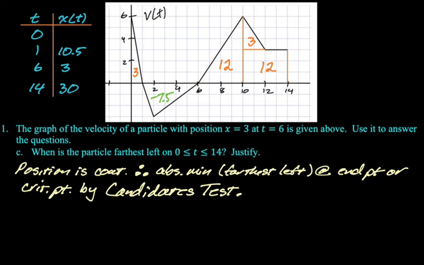And then you use the same logic to figure out where you are at 0. If you went from 0 to 1, you would gain 3. So if you go from 1 to 0, you will lose 3. So if you start at 10.5 and you lose 3, you're going to end up at 7.5.